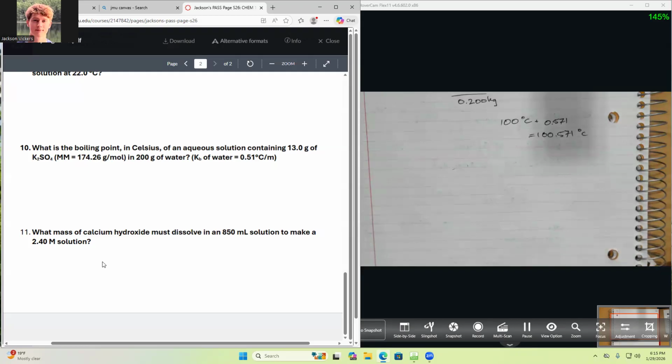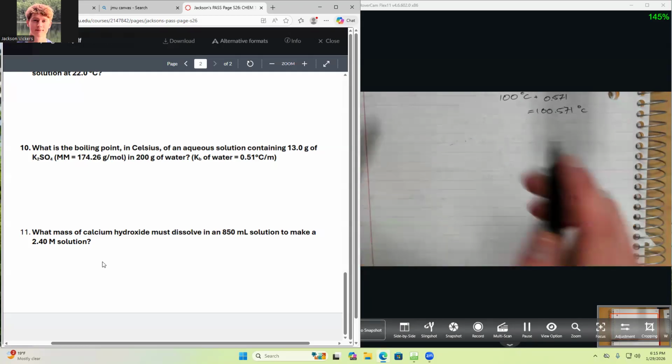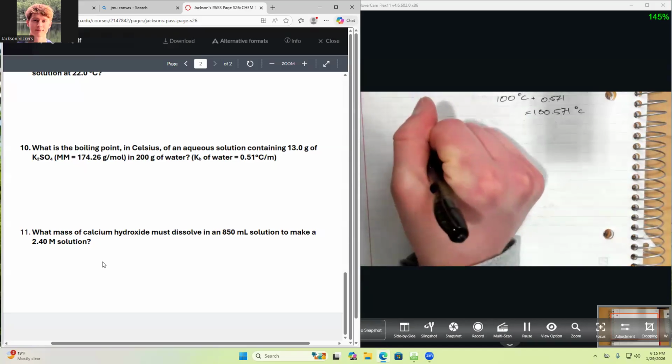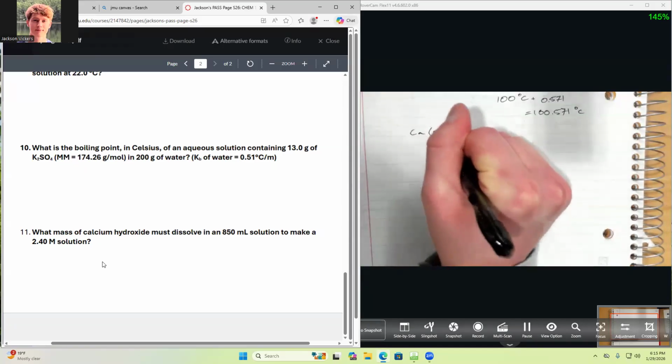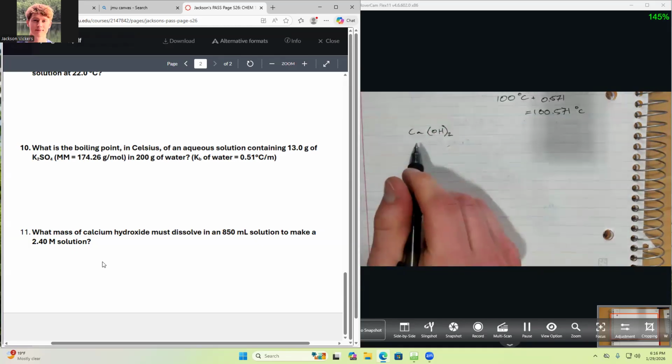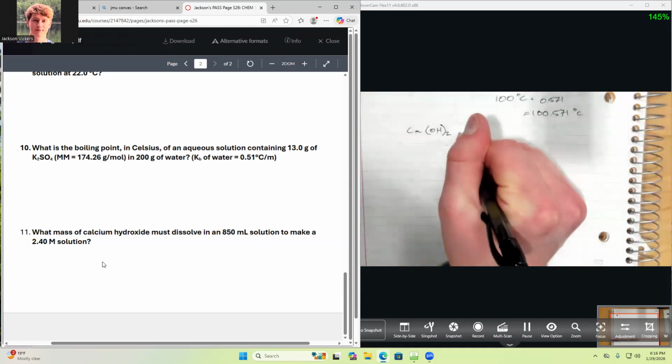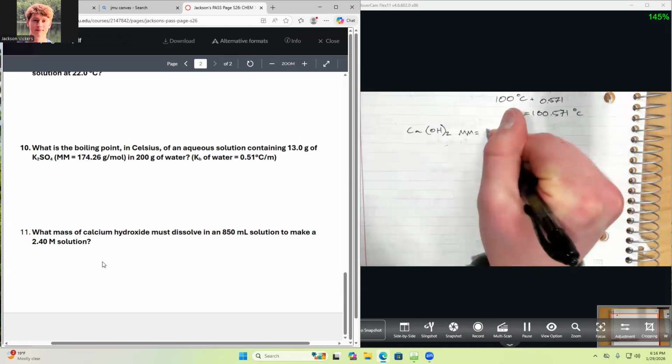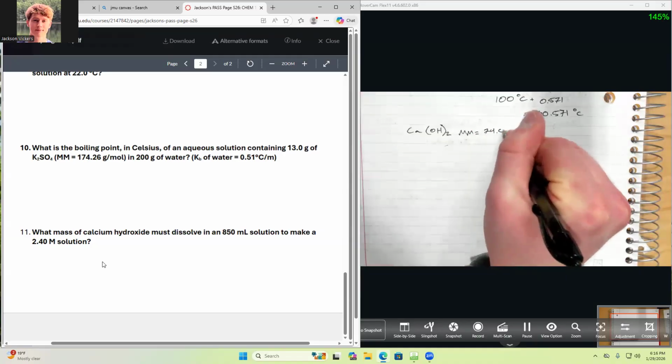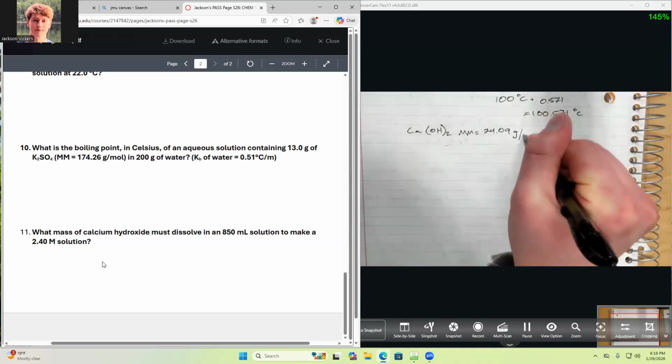So I didn't give you the molar mass of this one, so let me give that to you real quick. Calcium hydroxide, which by the way looks like this, because calcium was the 2 plus. Molar mass is 74.09 grams per mole.